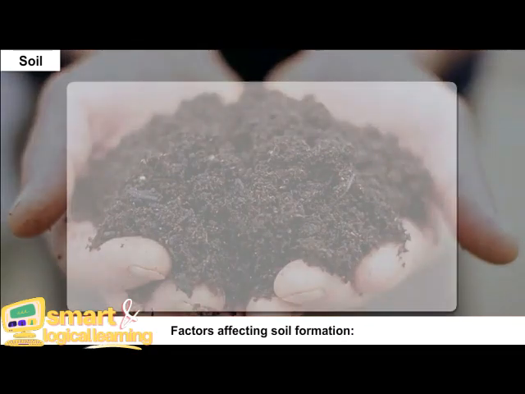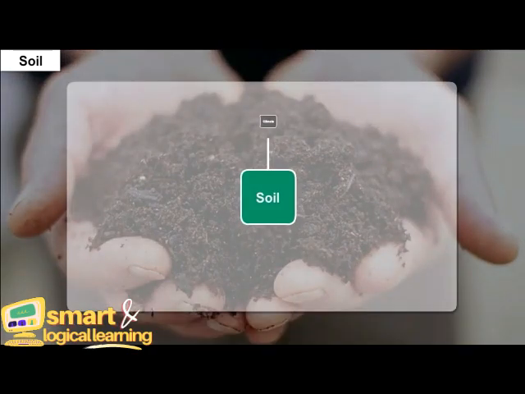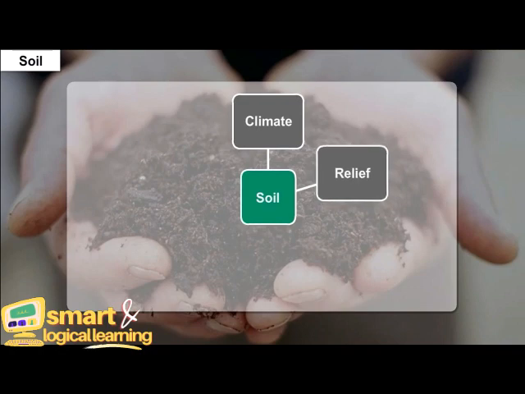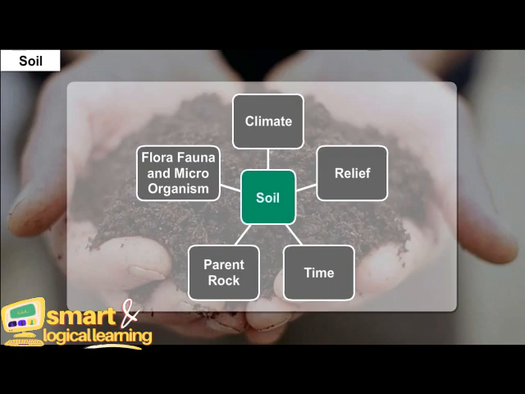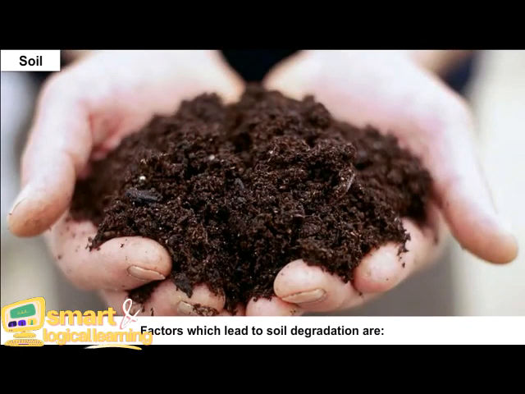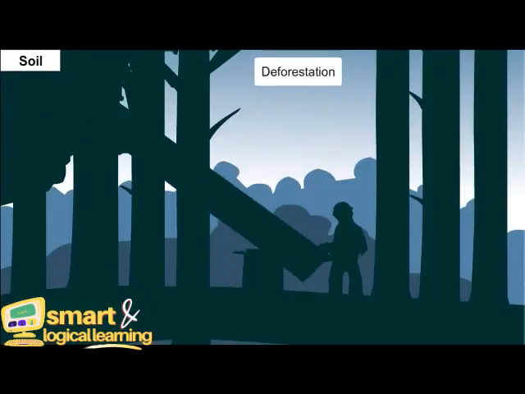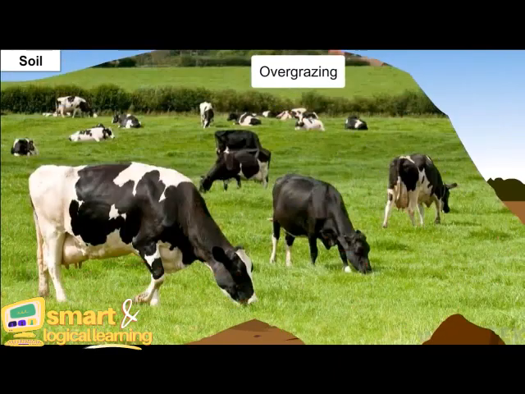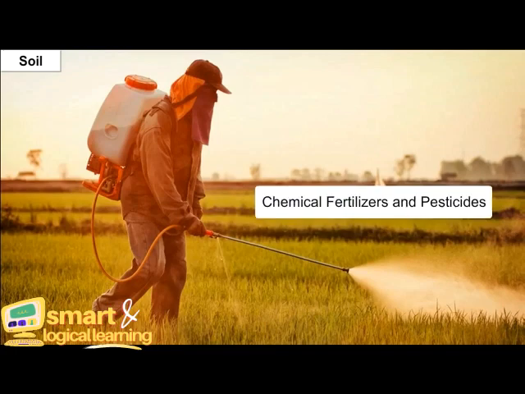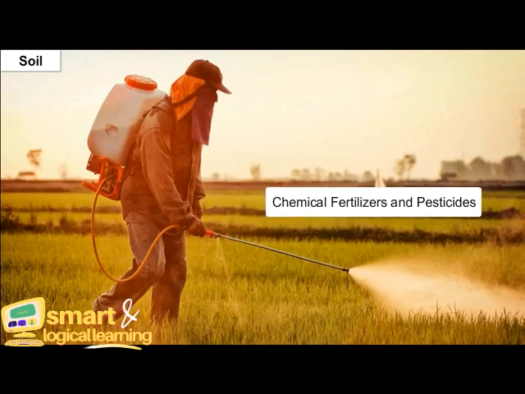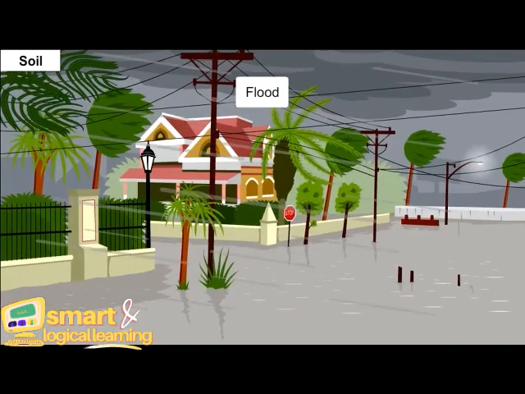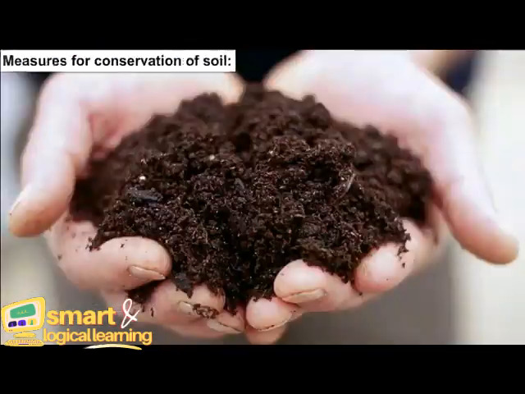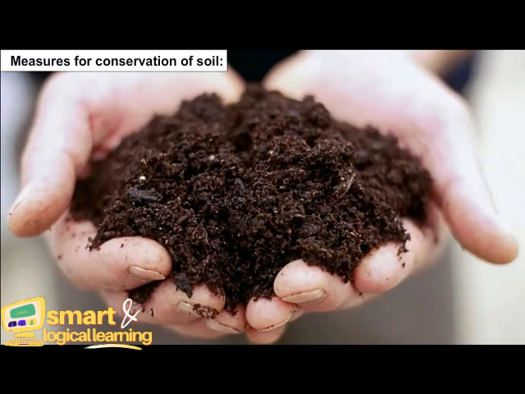Factors affecting soil formation: climate, relief, time, parent rock, flora, fauna, and microorganisms. Factors which lead to soil degradation are deforestation, overgrazing, overuse of chemical fertilizers and pesticides, rainwash, landslides, flood. Measures for conservation of soil.